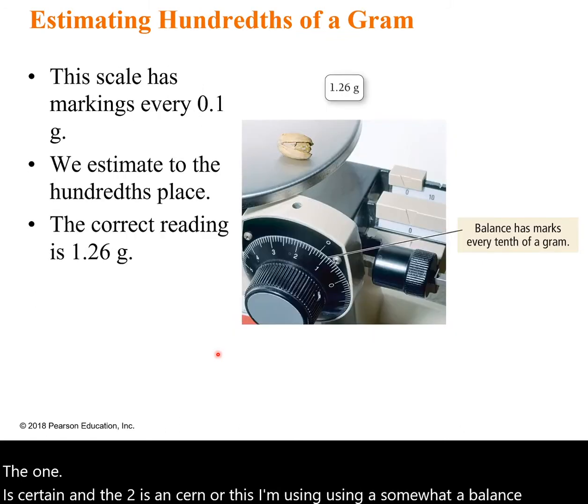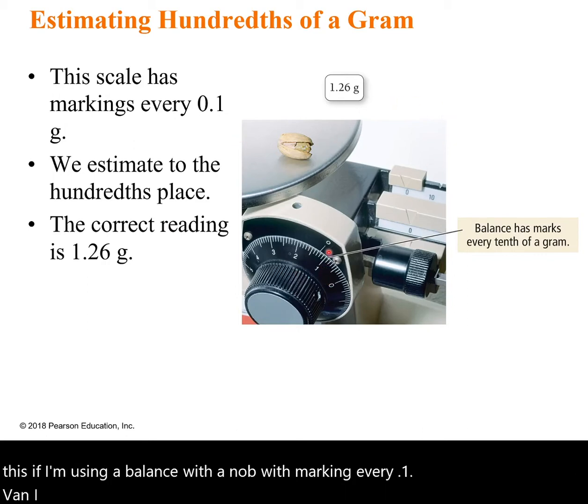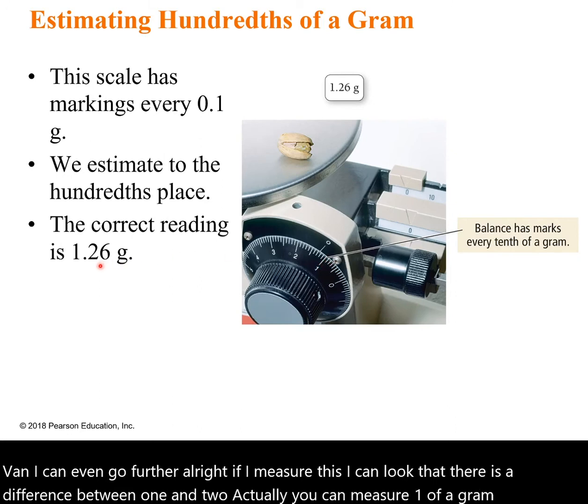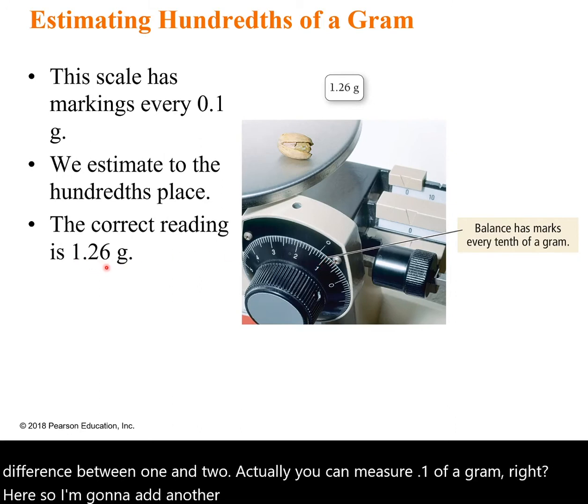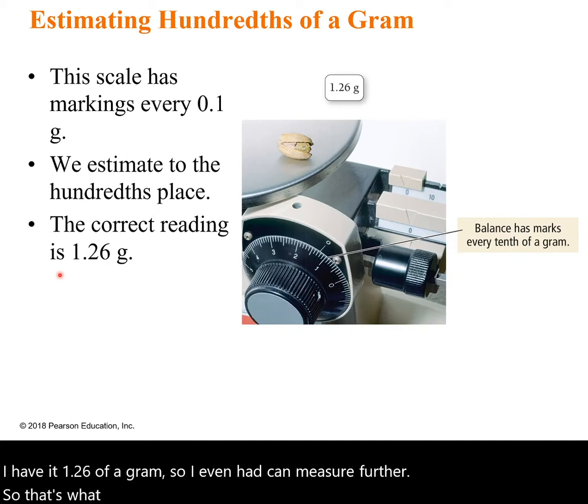If I use a balance with a knob with marking every 0.1, then I can even go further. All right, if I measure this, I can see that there is a difference between 1 and 2. I actually can measure 0.1 of a gram right here, so I'm going to add another digit. So it's 1.26 of a gram. All right. I have 1.26 of a gram. So I can even measure further. Okay. So that's what uncertainty in measurements is.